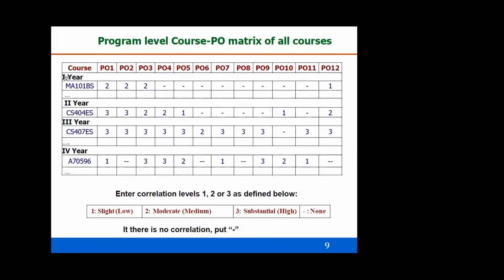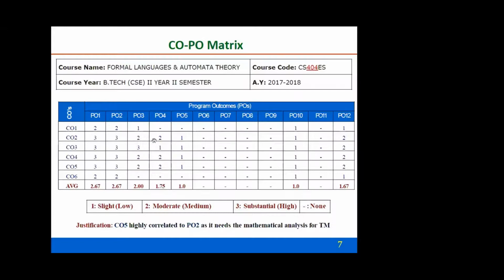So you have to list all the courses: first year first semester, first year second semester, second year first semester, and so on, as per your curriculum, including laboratory, audit courses, even non-credit courses also. Every course you need to list in this table, then provide their program level mappings. For example, here I have taken CS 404, which I explained previously. For this particular course, PO1 mapping level 3 I have given. So why is it 3? You can see the weighted average.